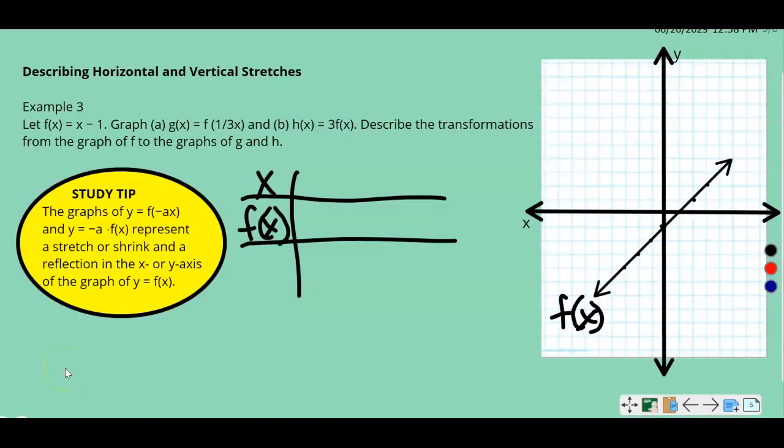All right, describing horizontal and vertical stretches. Let f of x equals x minus 1, and then graph g of x equals f of 1/3 x. All right, we'll come back to B. Describe the transformations from the graph of f to the graph of g and h.